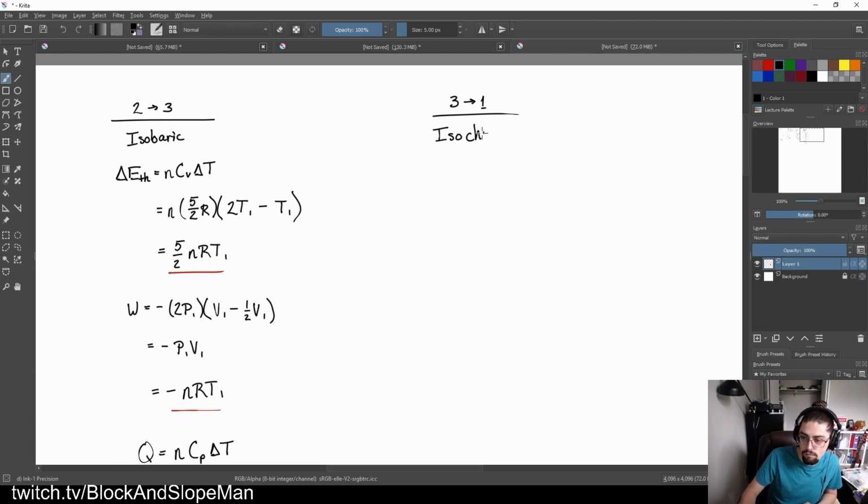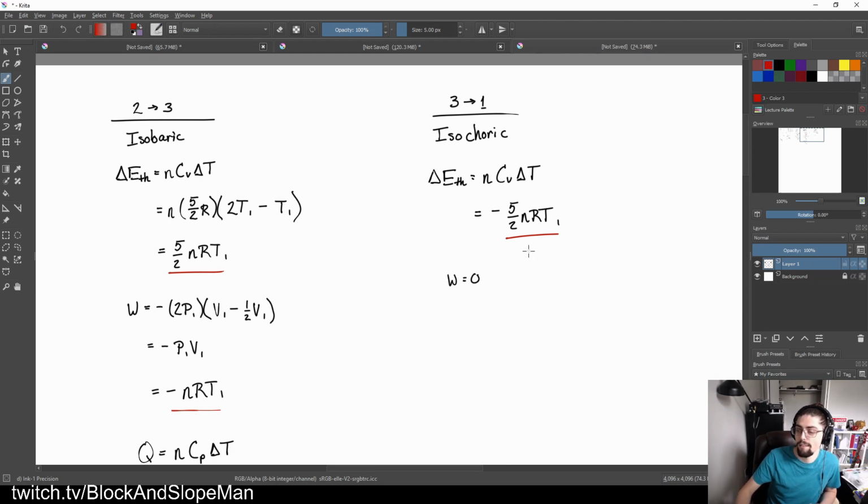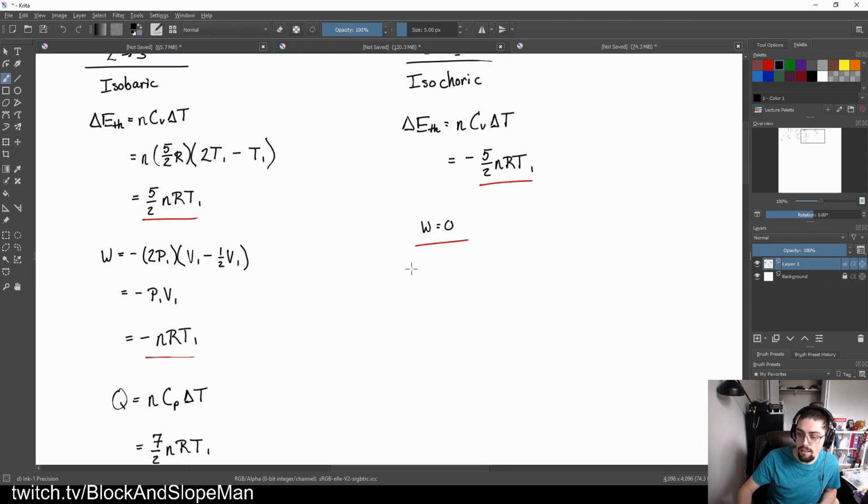Isochoric means that delta E thermal is nCV delta T. Here, delta T is a negative T1, right? Keep that in mind. We are going to T1. We are coming from 2 times T1. So this is going to turn into a negative 5/2 nRT1. Work, 0. Nice. Finally, heat, well, it's the same thing, right? Work is 0. Change of E thermal is going to be equal to Q. So there we are. Wow.